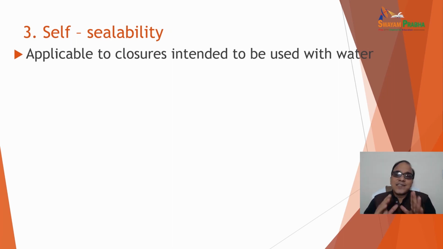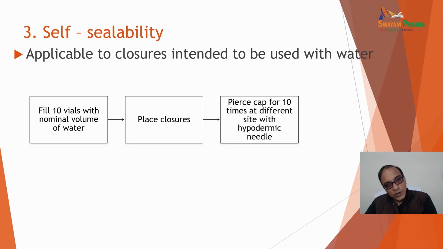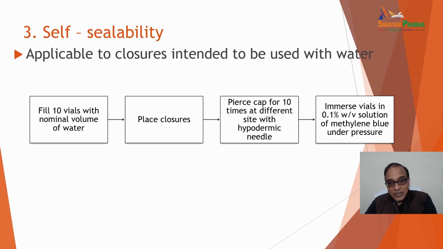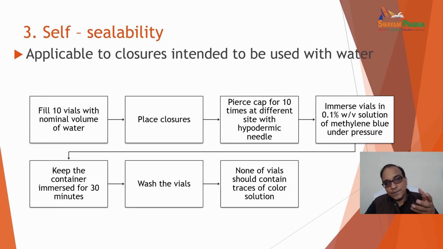Now moving to the self-sealability. What is self-sealability? It is applicable for the closures which are intended to be used with water. First of all, fill 10 vials with a nominal volume of water, place the closures, pierce the cap 10 times at different sites with a hypodermic needle, immerse the vials in a 0.1% weight by volume solution of methylene blue under pressure, keep the container immersed for 30 minutes, and wash the vials.